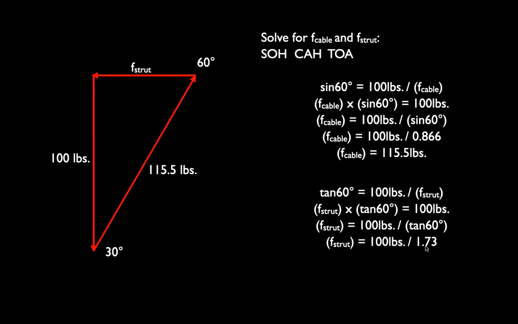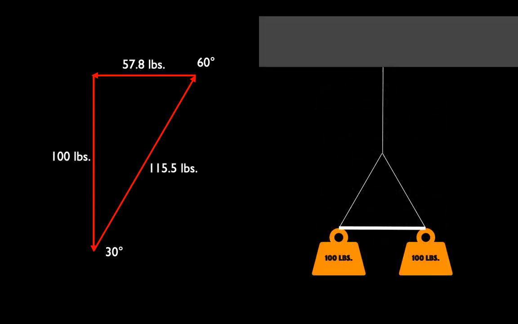Tangent of 60 is 1.73, so notice that the horizontal force is going to be less than the vertical force. And in fact, if we do the math, 100 divided by 1.73 is 57.8 pounds. So here we have the set of forces that will keep that point where the weight and the strut and the cable all meet in equilibrium. The 100-pound weight with 115.5 pounds of tension in the cable and 57.8 pounds of compression in the strut.